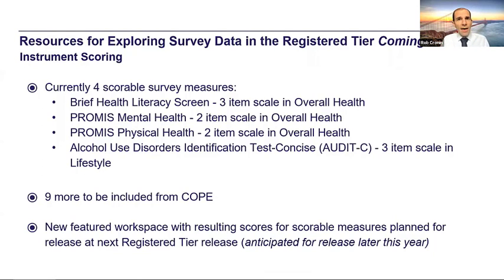So the ones that we have coming soon, because they exist in our original surveys, are the brief health literacy screen, which looks at people's health literacy, and the PROMIS, the Patient Reported Outcomes Measurement Information System, the PROMIS mental health and physical health, as well as the Audit C, which looks at alcohol use disorders. There are 9 more to be included from the COPE survey that we're working on.